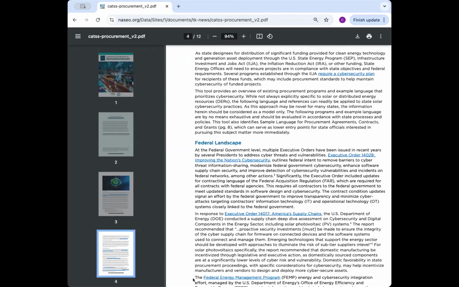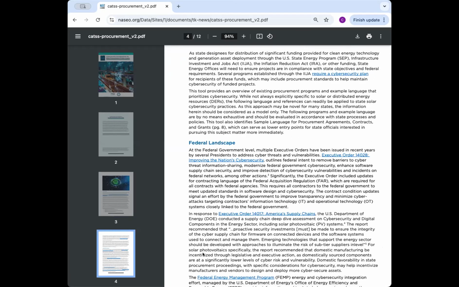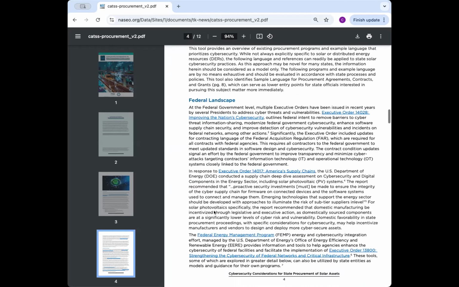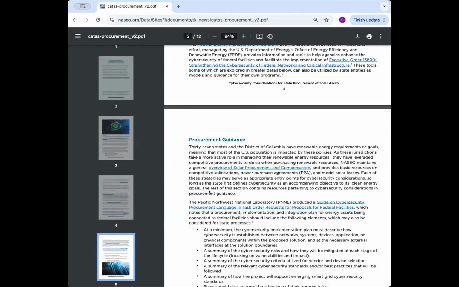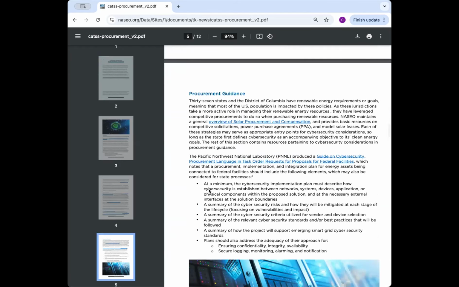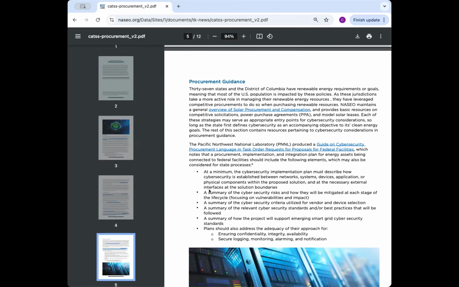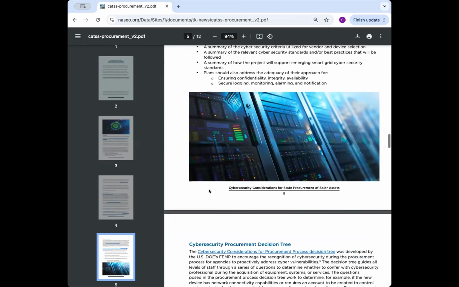As the title of this resource implies, this is directed at solar systems in particular. However, a lot of the federal language and general procurement guidance can also be applied to DERs generally. So just something to keep in mind if you take an extra look at it.